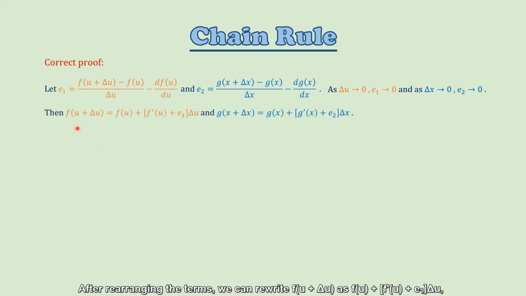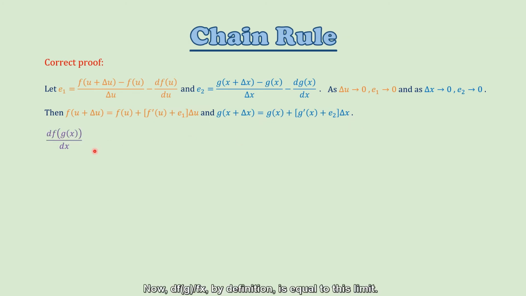After rearranging the terms, we can rewrite f(u+Δu) as f(u) plus (f'(u) plus E1) times Δu. And then we can rewrite g(x+Δx) as g(x) plus (g'(x) plus E2) times Δx. It is actually possible that Δu is exactly 0 as Δx approaches 0. But it doesn't matter because even though the difference quotient is meaningless, this formula is still meaningful. And we start with this statement to do the proof.